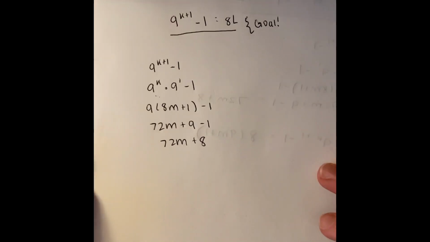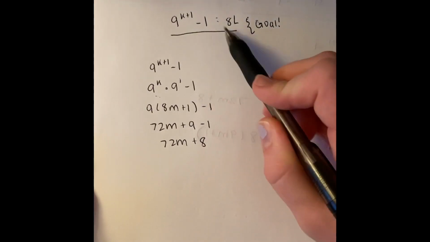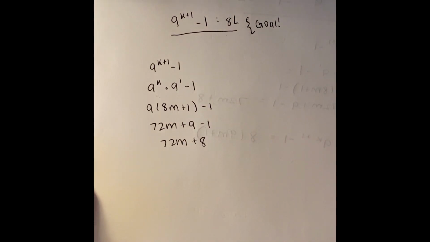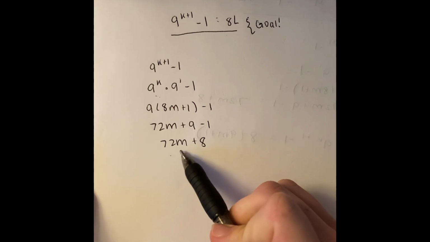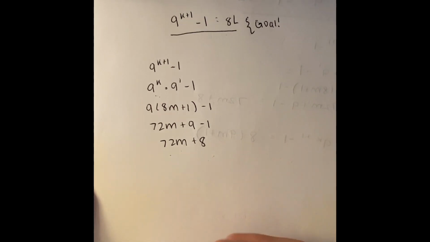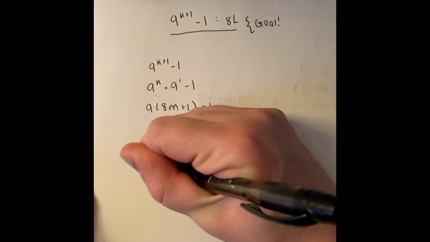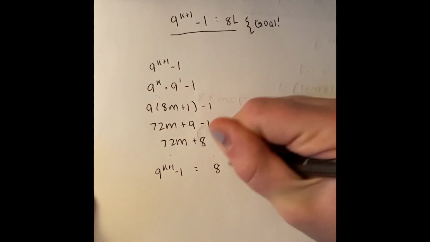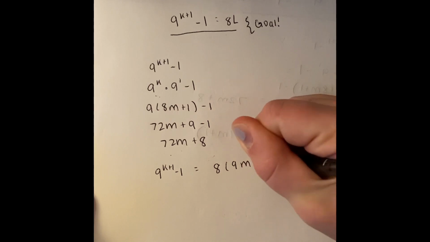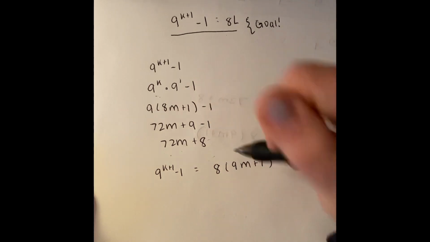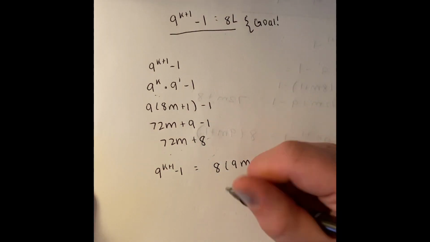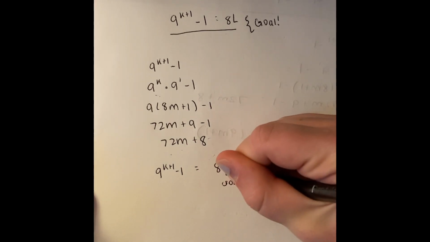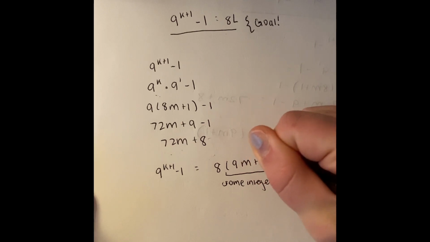Now referring back to our goal, we want to show this, 9 to the k plus 1 minus 1 equals 8l. In order to do that, we must factor an 8 out of this integer here. So we have 9 to the k plus 1 minus 1 is equal to 8 times 9m plus 1, right here. Now that we have this, we're going to let 9m plus 1 equal some integer l.